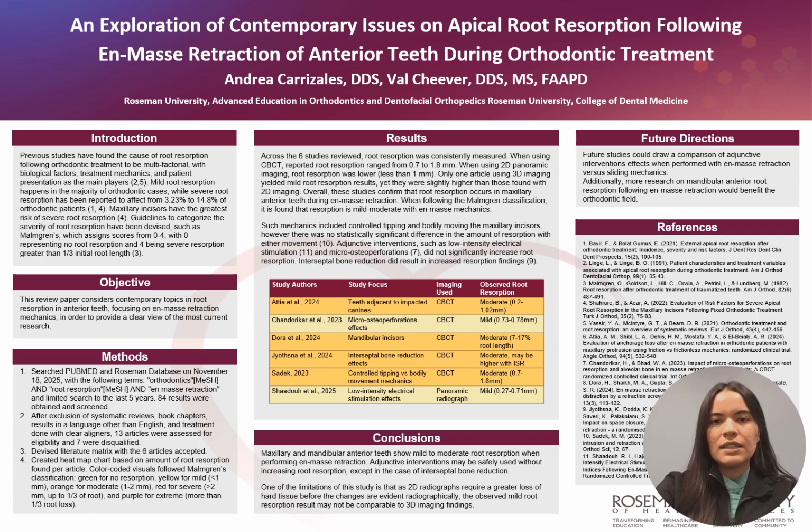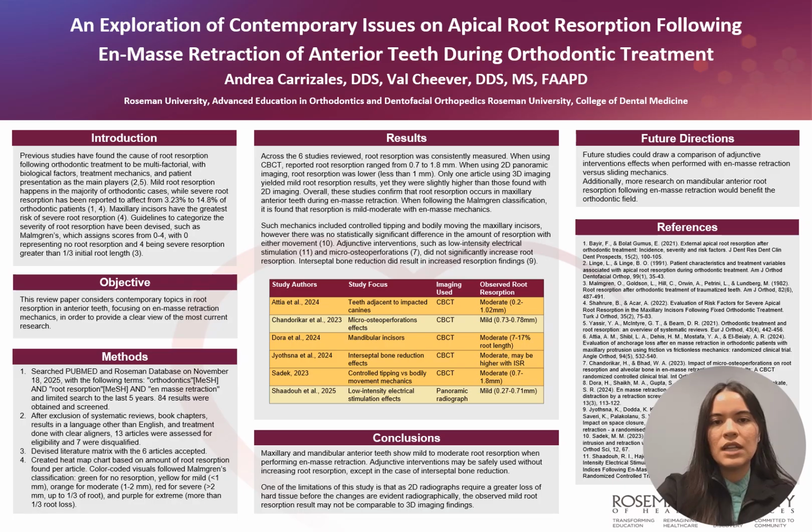I devised then a literature matrix with the 6 articles accepted, and then I created a heat map chart based on the amount of root resorption found per article. There were some color-coded visuals that followed Malmgren's classification: green for no resorption, yellow for mild, orange for moderate, red for severe, and purple for extreme.